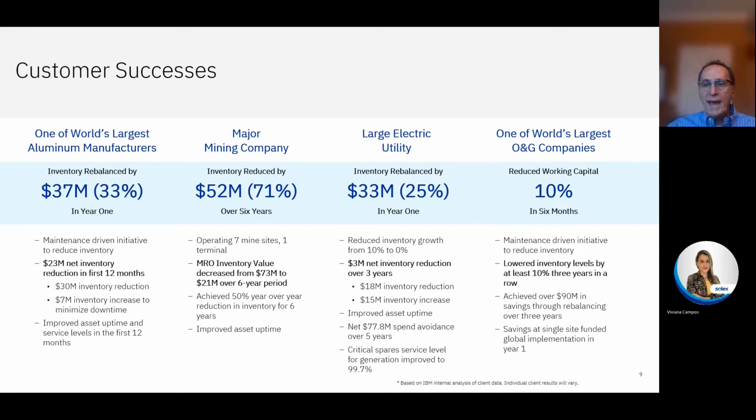One of the world's largest oil and gas companies reduced working capital by 10% in 6 months. Again, a maintenance-driven project. Lowered inventory levels at least 10% in 3 years in a row. Achieved over 90 million in savings through rebalancing over 3 years. Those $90 million were able to fund other projects. And not only that, the savings for one site funded the global implementation of the solution. So these are hard value facts from our end users. The solution, again, is proven, it's reliable, and it's repeatable.